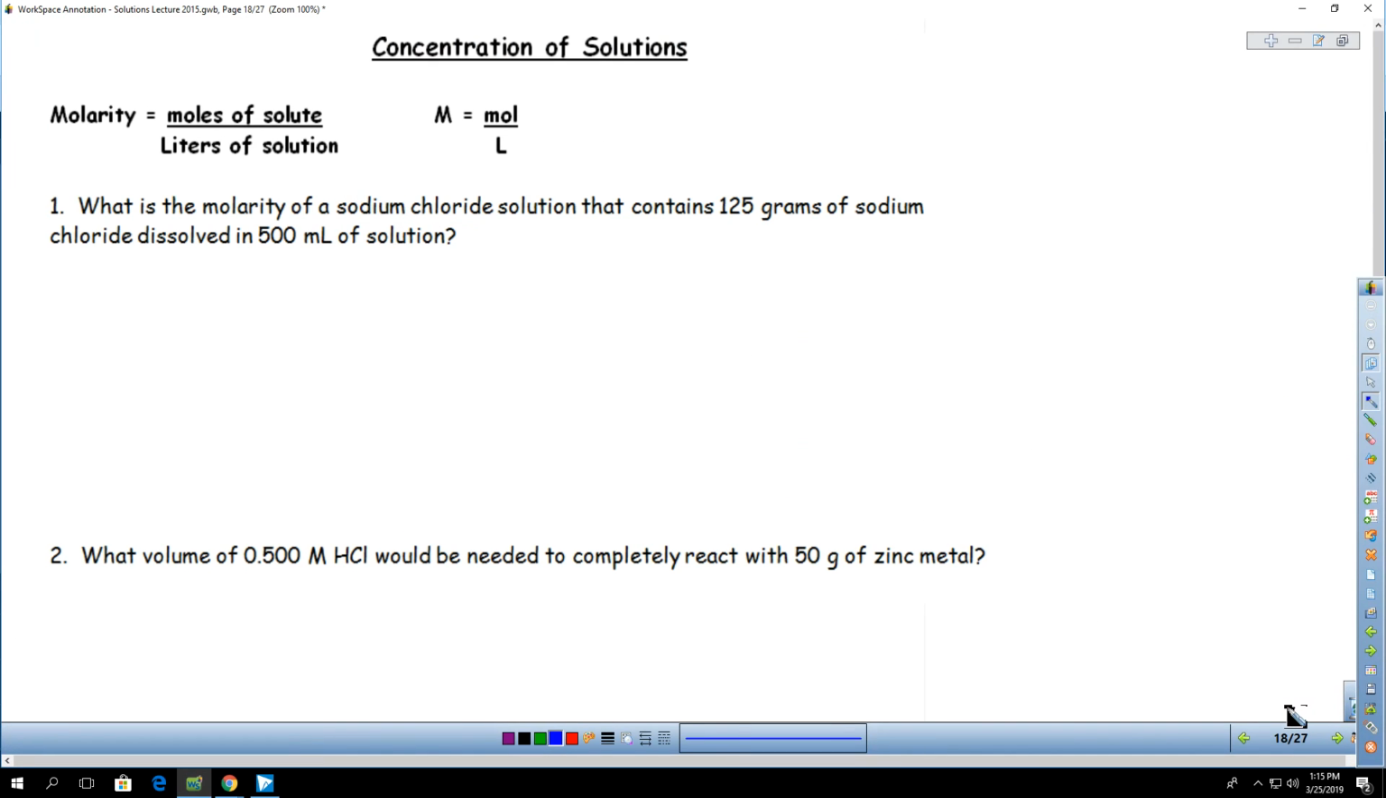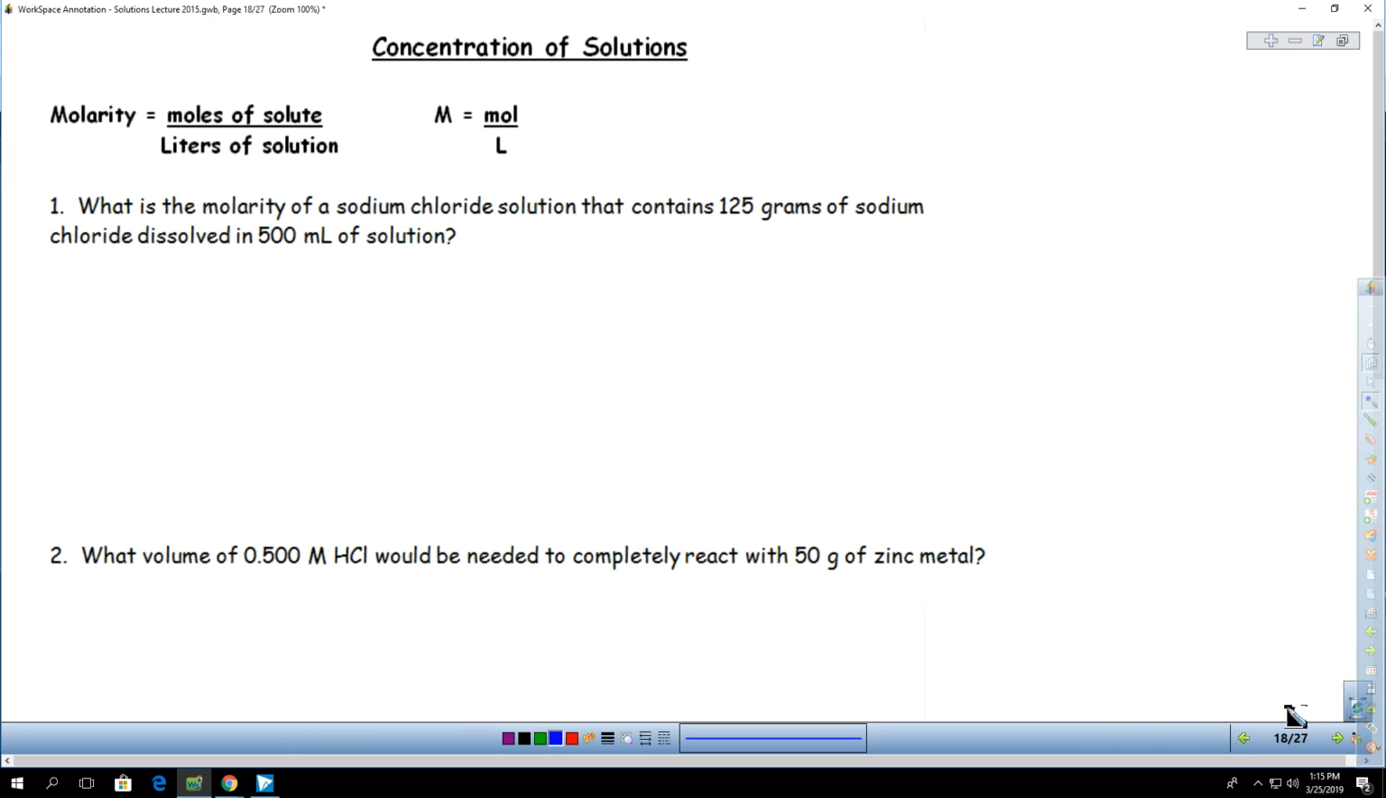In this video, we're going to look at calculating concentration of solutions. Concentration will be measured by a unit called molarity, moles of solute per liter of solution. The solute is what we're trying to dissolve, and the volume of the solution is measured in liters. Now, we measure concentration by moles of solute, amount of particles, not by mass.